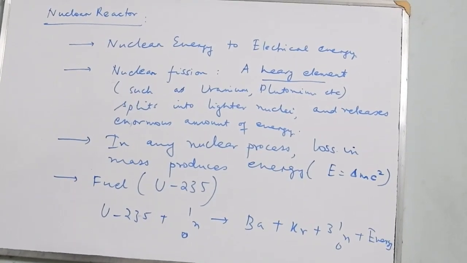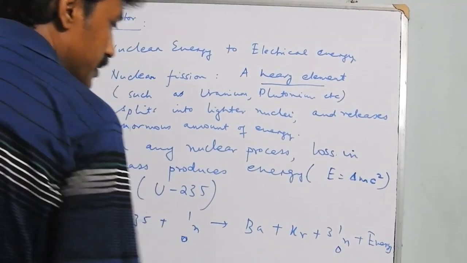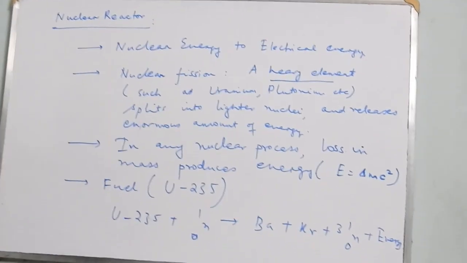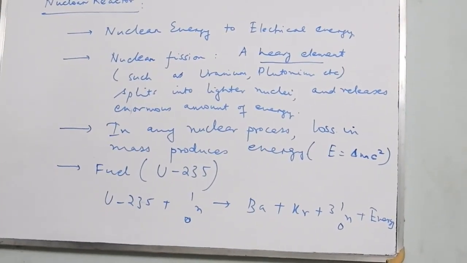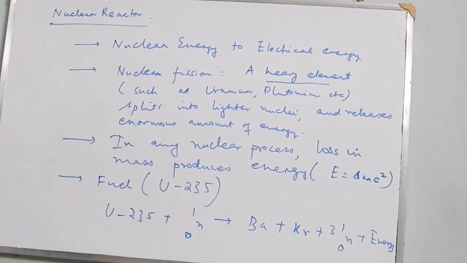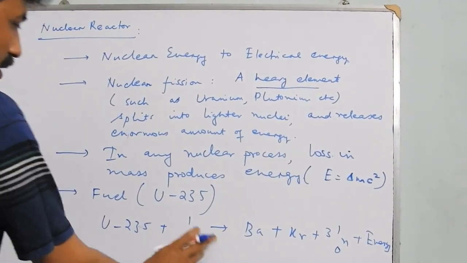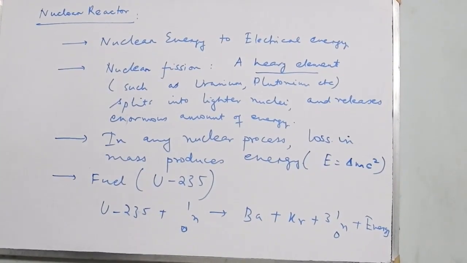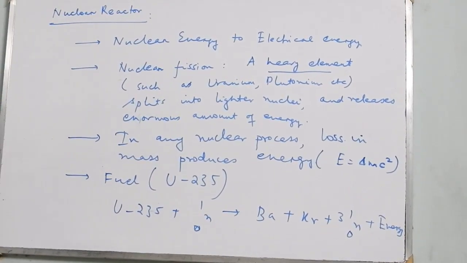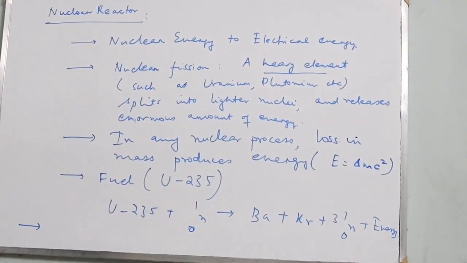So in order to use that energy constructively, the number of neutrons that is produced in the nuclear fission of uranium-235 has to be absorbed. You cannot continue with 3 neutrons per reaction, as the energy will be so large that it will go out of control. So in order to control, the speed of the neutrons should be moderated, and the excess number of neutrons has to be absorbed. So another important part of the nuclear reactor is the moderator.